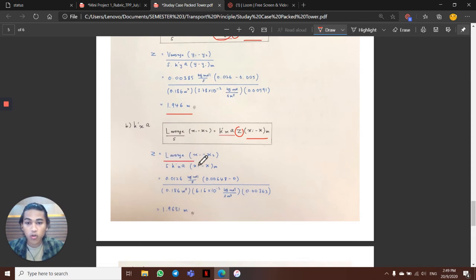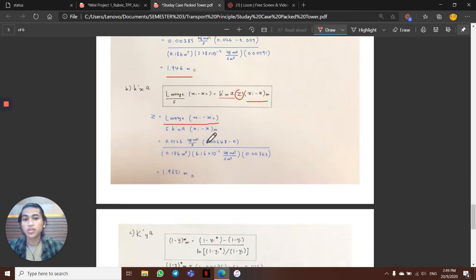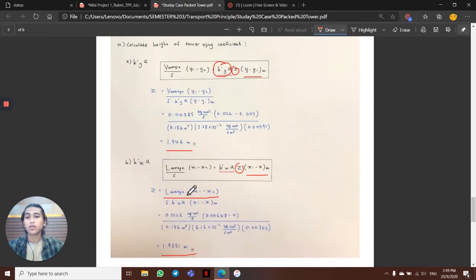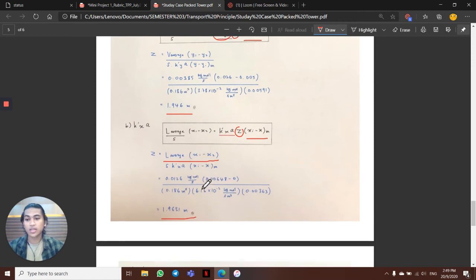Oh, this one it should be over L average times x1 minus x2 over S, which is the surface sectional area, times coefficient times the xi minus x in bracket m. So if you insert all of the values, you will get 1.9631 meter. We already accomplished two coefficients, which are the coefficient k prime ya and k prime xa.